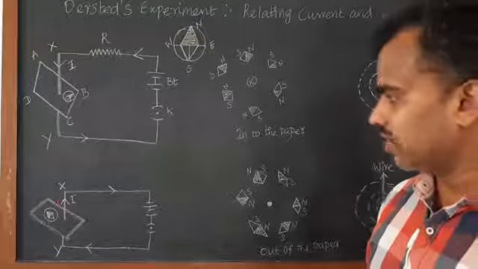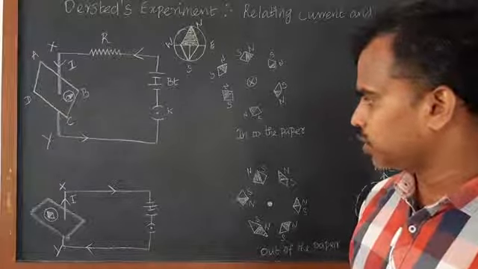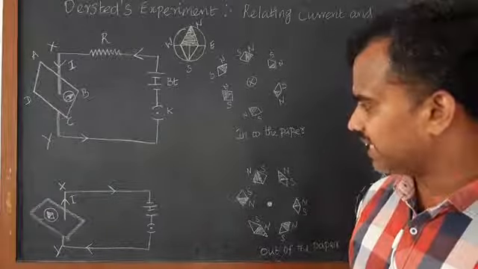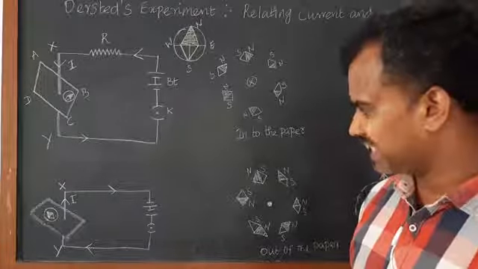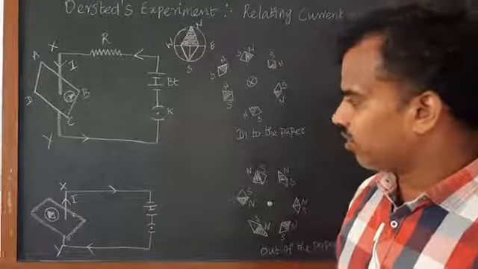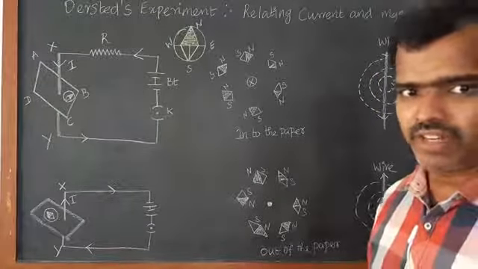Yes, so that is what we are calling out of the paper. When the current flows from the bottom to top, at that time the compass needle gets deflected in the west direction. Even if you place the same compass needle on this side, it will be deflected in the west direction, right. Yes.